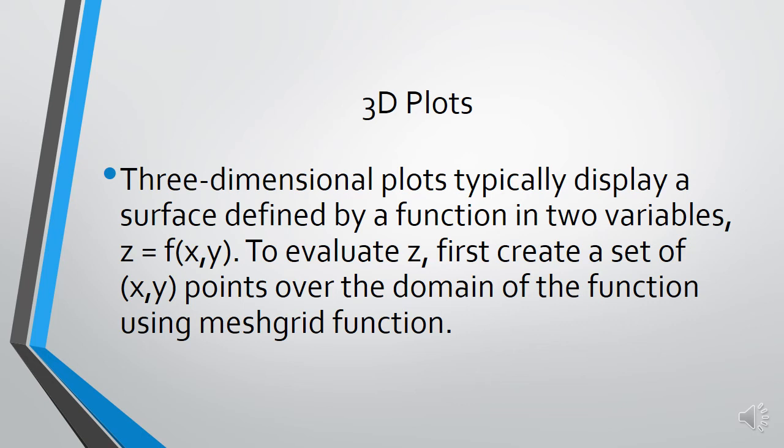Let us move on to 3D plots. 3D plots typically display a surface defined by a function in two variables, that is, z is equal to f of x and y. To evaluate z, first create a set of possible values for x and y over the domain. And then we use a special function inbuilt in MATLAB called meshgrid. Just like we did for the 2D plots, we need the possible values of x and y, and then we evaluate our f of z.